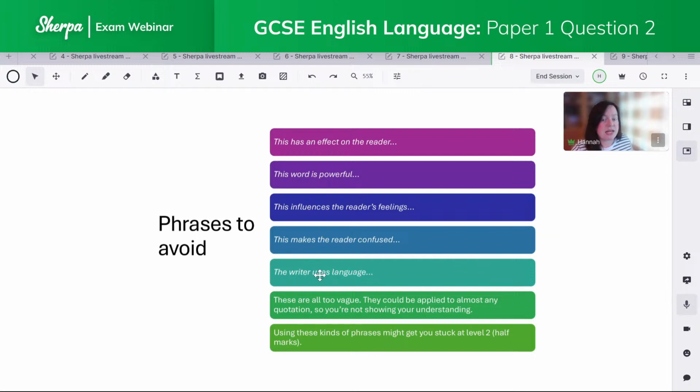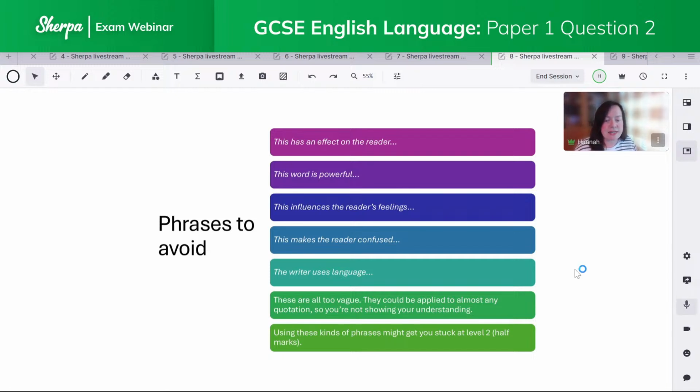"The writer uses language." Well, they're not using interpretive dance. They aren't using paintings to show us. It's an English exam. It has to be language. So we don't need to say the writer uses language. We just need to say what technique they're using. We need to show our understanding of English, how we analyse English language. So instead of "the writer uses language," "the writer uses a simile to do something." That's much better than saying the writer uses language.